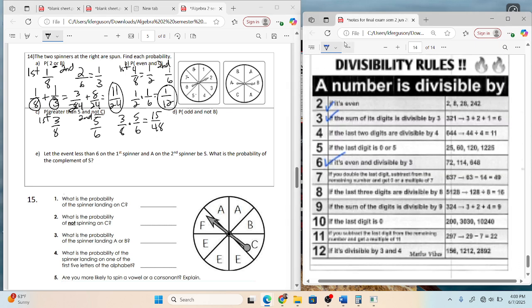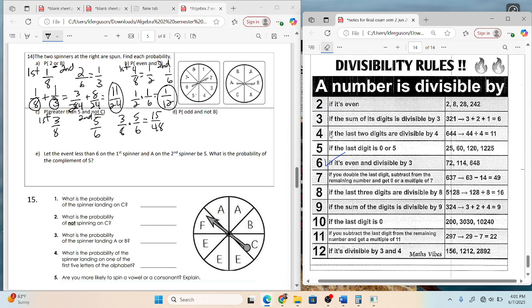Now, are they both even numbers? Nope, they're not both even numbers. Can 3 go into them? So 1 plus 5 is 6. Yep, that works. 4 plus 8 is 12. Yep, that works. So I'm going to divide that by 3 on top and bottom. 15 divided by 3 is 5. And 48 divided by 3, that's 16. So that's 5 over 16.